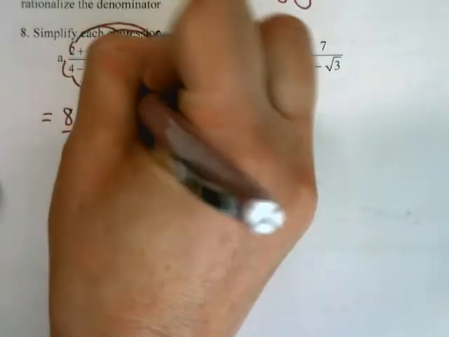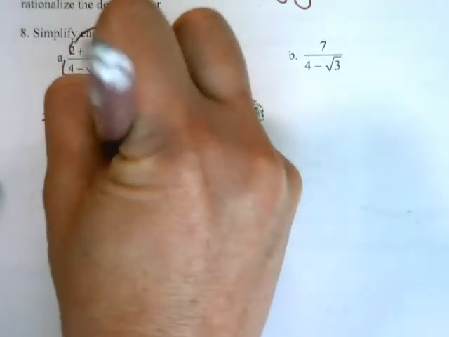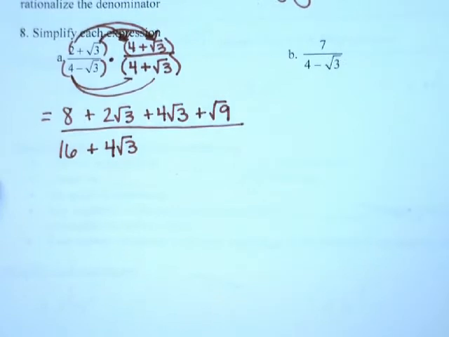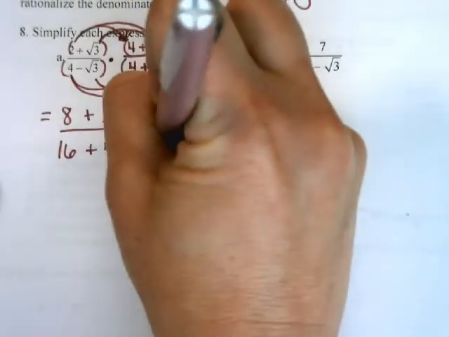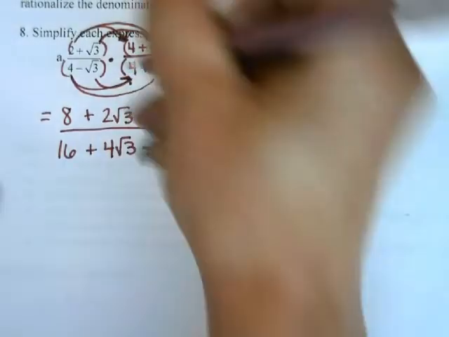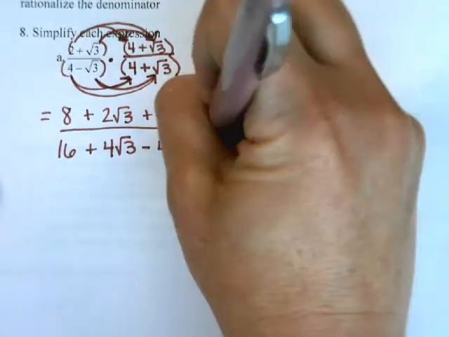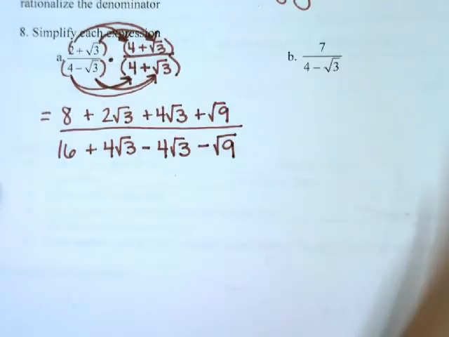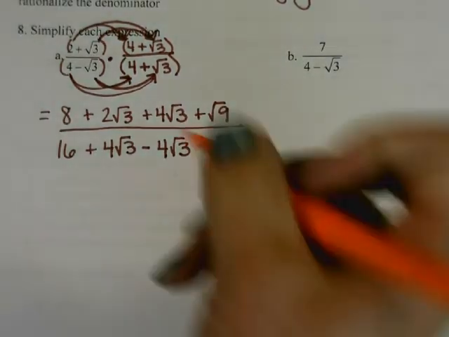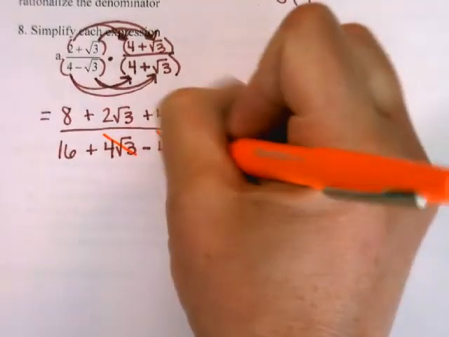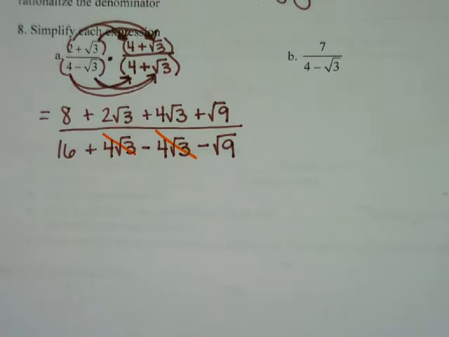So 4 times 4 is 16. 4 times root 3 is plus 4 root 3. Negative root 3 times a positive 4 is negative 4 root 3. And negative root 3 times a positive root 3 is a negative square root of 9. So, just like we were hoping, the 4 root 3's cancel, one was positive and one was negative, and now I'm just going to simplify some things.